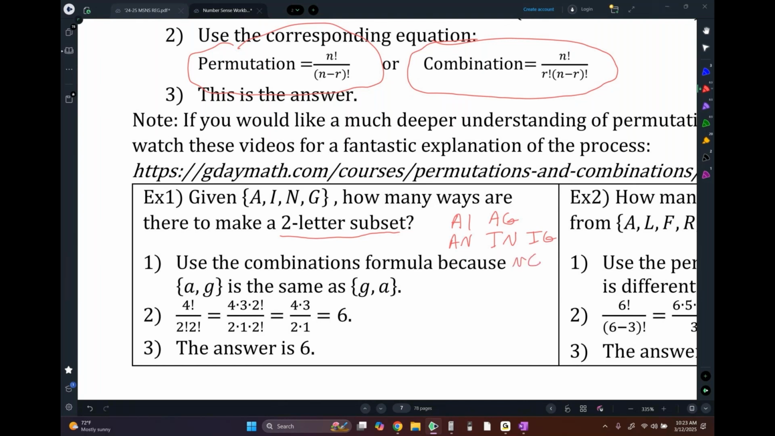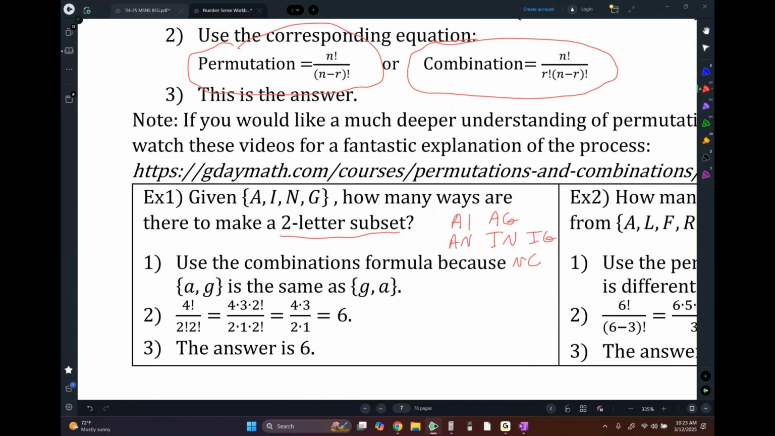Now, I could not make G with A. Why would G with A not work? Does anybody know why? Because you've already used it before, because A and G and G and A are the same. Correct. So I already did these, and it's the same group. So you could sit there and just list them all out like I just did, okay? But that's much too slow, yeah?